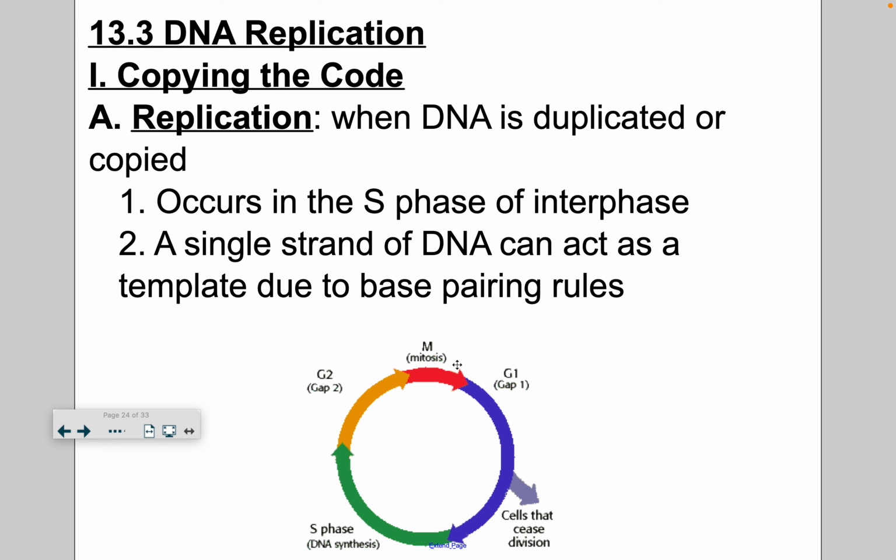And so a single strand of DNA can act as a template due to our base pairing rules, where A pairs with T and C pairs with G. So if you have one half of a DNA molecule, you can construct the other half because of the base pairing rules that exist.